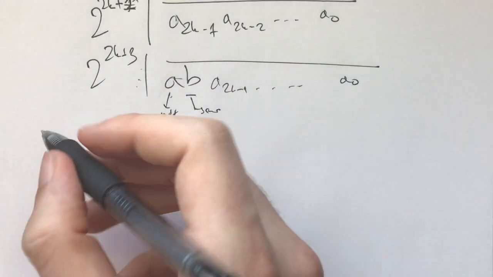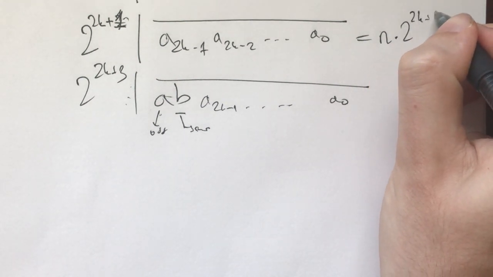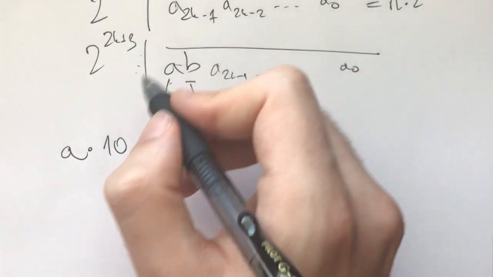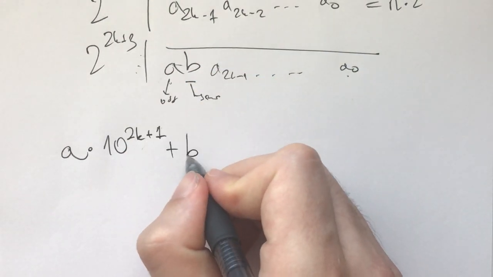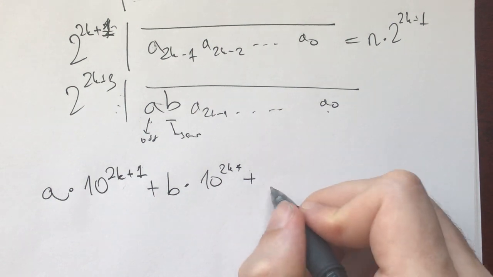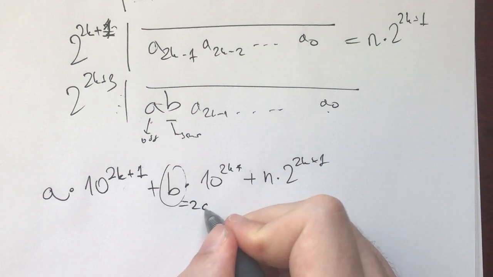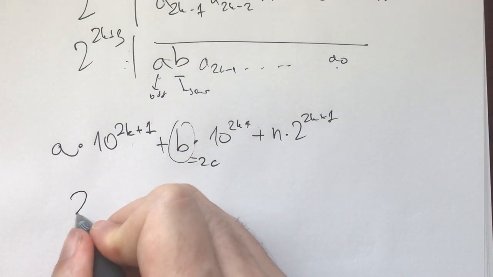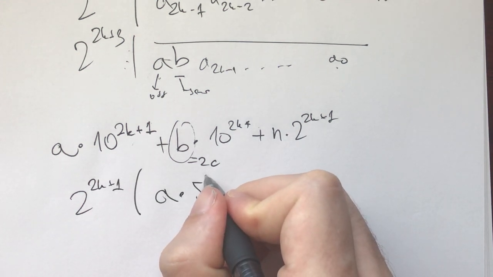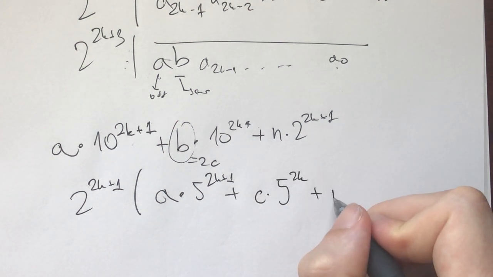So what is this going to be equal to? Call this n times 2 to the 2k plus 1. This is going to be equal to a times 10 to the power of 2k plus 1, plus b times 10 to the 2k, plus n times 2 to the 2k plus 1. Now b is even, so b is of the form 2c. And now I have 2 to the 2k plus 1 times a times 5 to the 2k plus 1, plus c times 5 to the 2k, plus n.